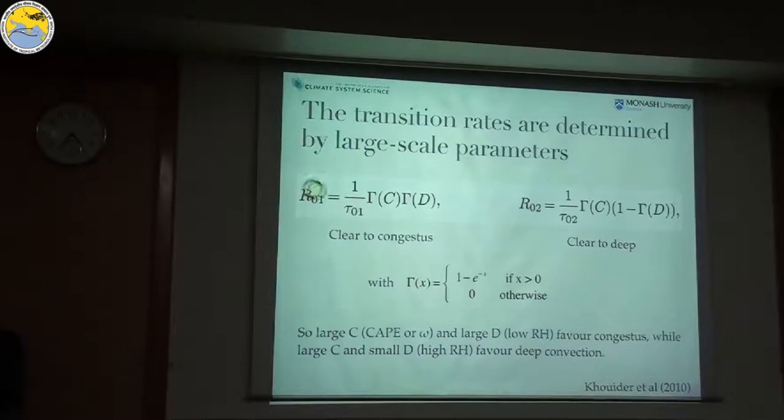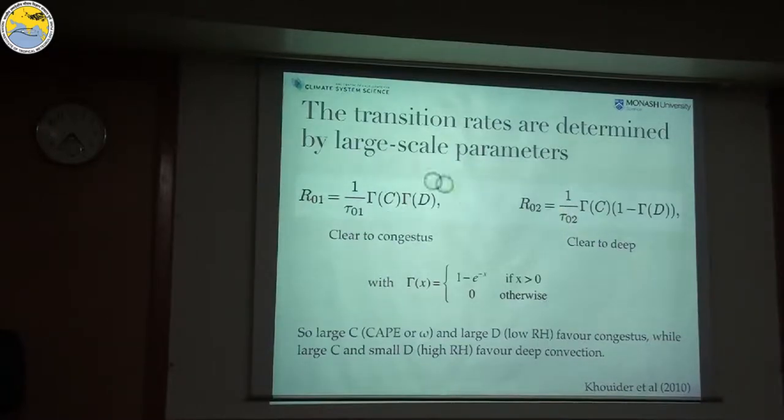you can then convert into a rate of transition, and that you need a time scale over which you want the transition to occur. That time scale, you can have some physical arguments. So for instance, this is the transition from clear sky to congestus. Okay? So we know it takes about half an hour for a congestus cloud to grow from nothing. So we make that time scale roughly half an hour. This is the transition from clear sky to deep. So we know to go from nothing to a deep convective cloud takes maybe 45 minutes, maybe an hour, something like that. So we make that time scale longer.